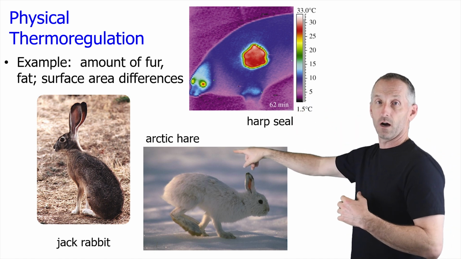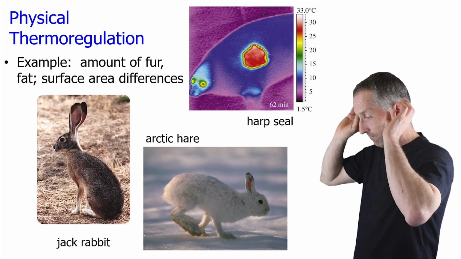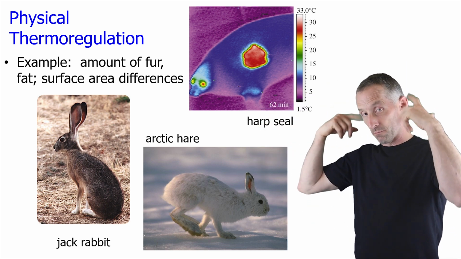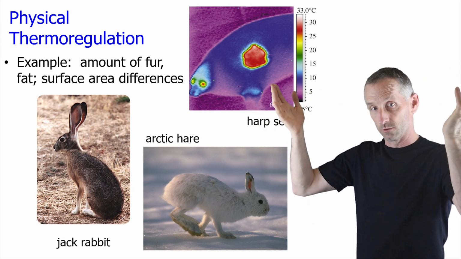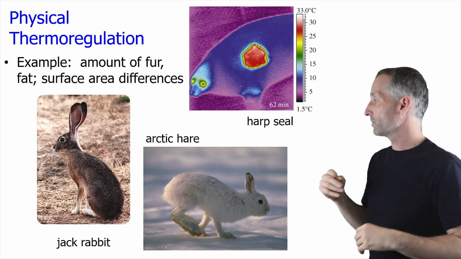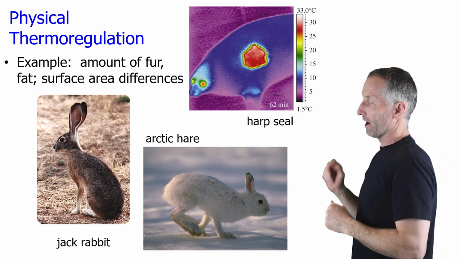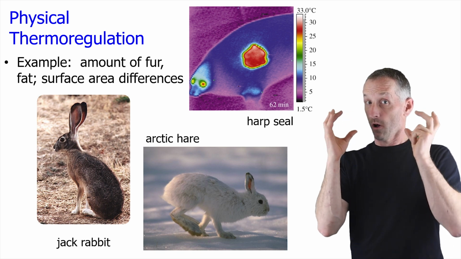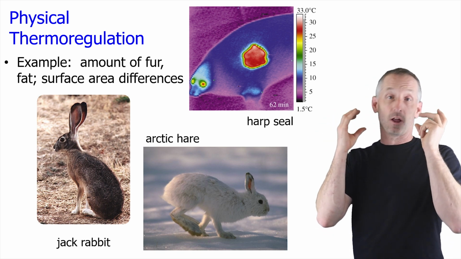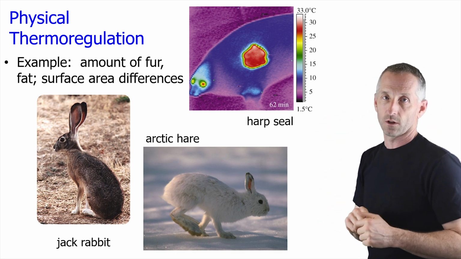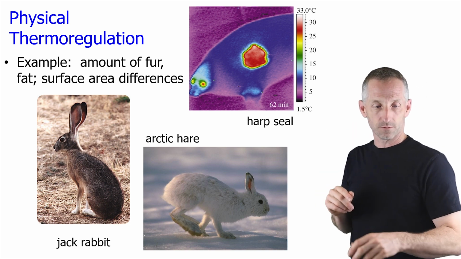Rabbits that live in hot temperatures have large ears, so they can basically pump a lot of blood into them, which will allow them to lose heat from their ears. Whereas things that are found in cold environments, such as the Arctic hare, have very small ears, and they also have a lot of hair on them, so that they don't lose a lot of heat through their ears.